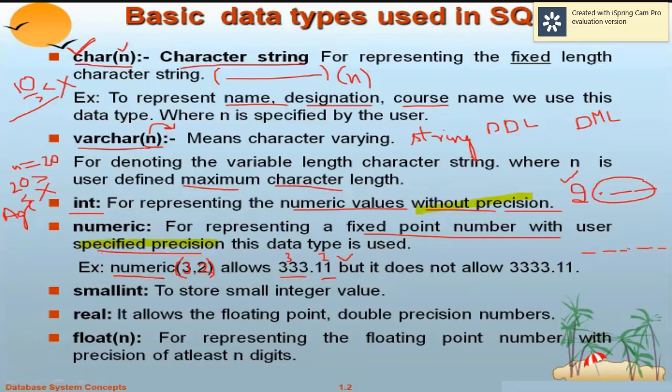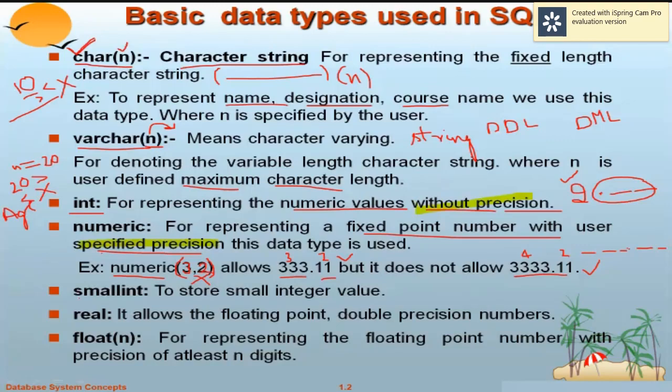But you look here, when I write my number something like this, 3333.11, the number of digits before the point is 4 and after the point is 2. In that case, it is violating the condition I have mentioned in the bracket. Therefore, this kind of number is not allowed. So this is all about the numeric data type.